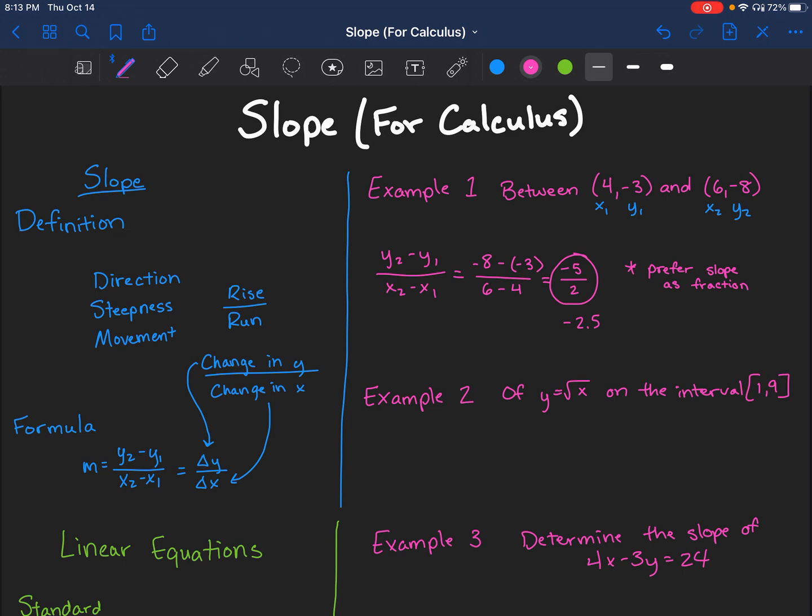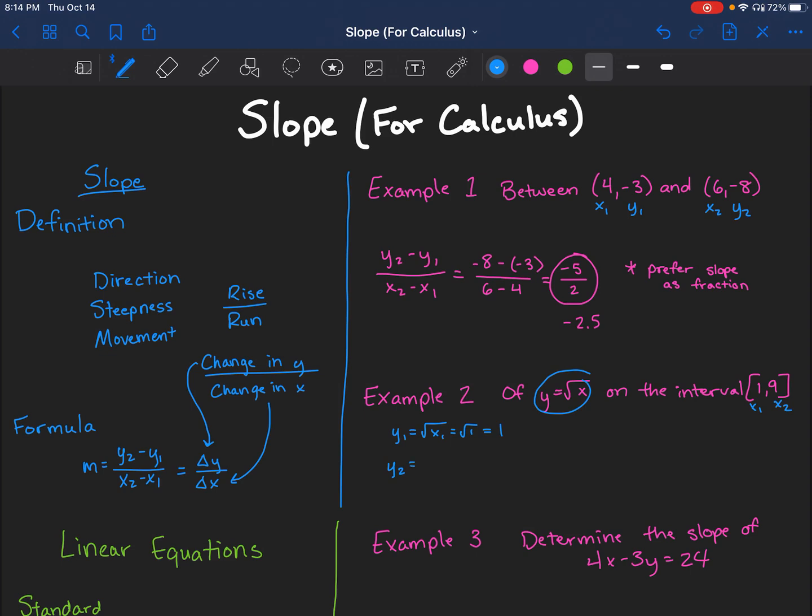In example 2, instead of being given 2 points, we're given a function and it asks me to find the slope between the 2 points on the interval 1 and 9. So notice in this case, these are actually going to be my x values. So x1 will be 1 and x2 is going to be 9. Now in this case, it doesn't actually give me the y values, but it gives me this function instead. So I'm going to plug those in. So if I plug in x1, y1 should be the square root of x1, which is the square root of 1, which is just positive 1.